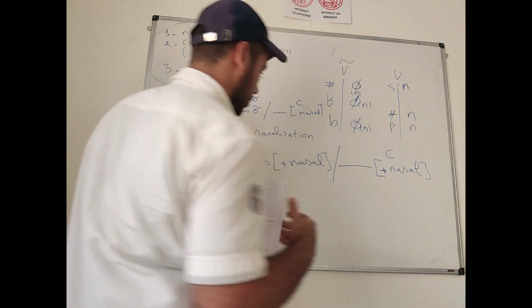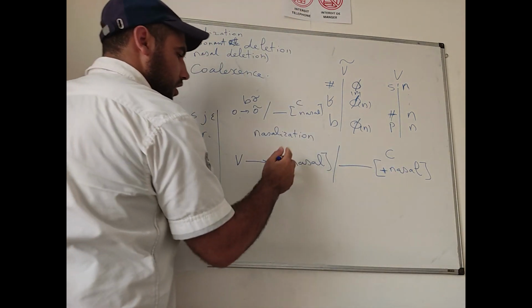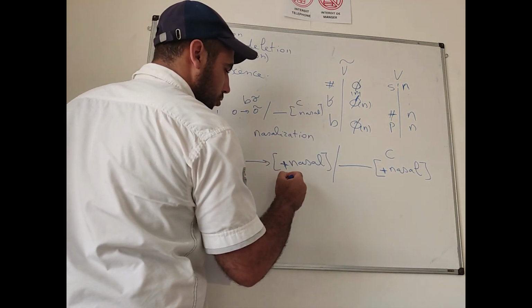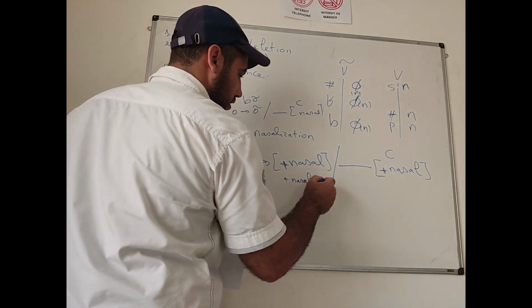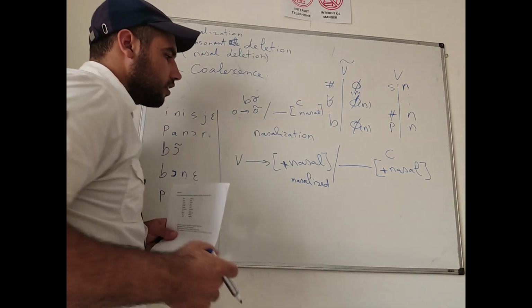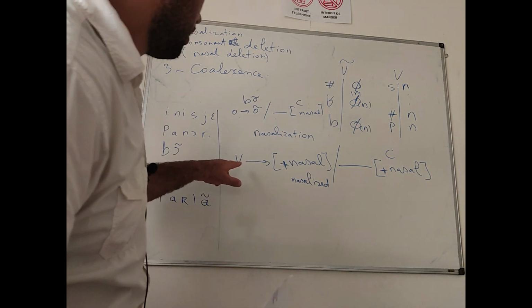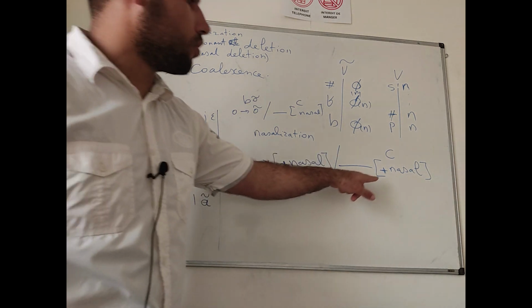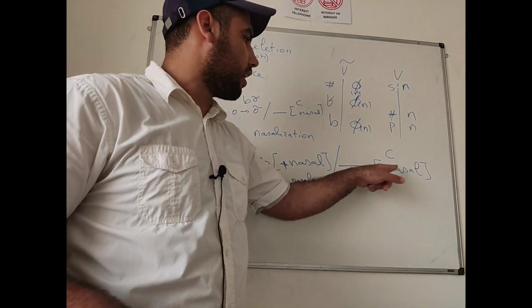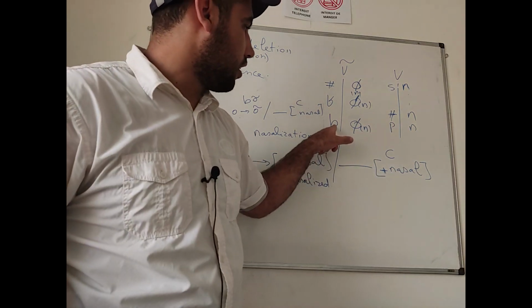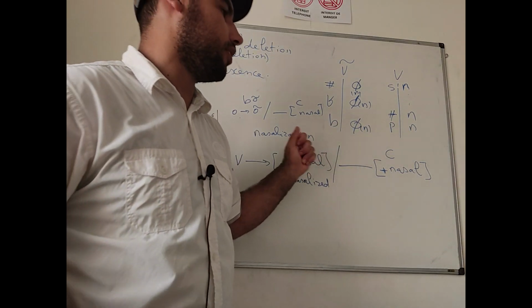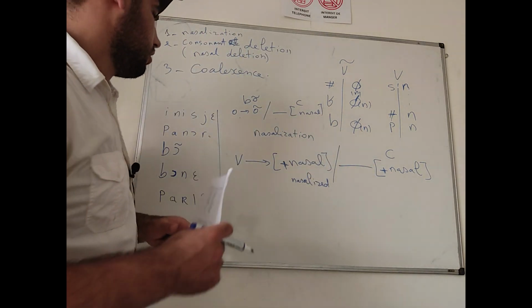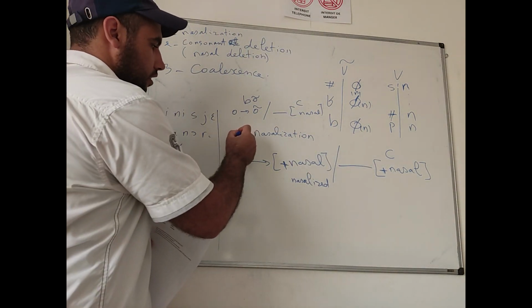Okay. Good. We say plus nasal or plus nasalized. A vowel becomes plus nasal which occurs before a consonant that is nasal, okay? A consonant that is nasal. Okay? This is the first rule for nasalization.